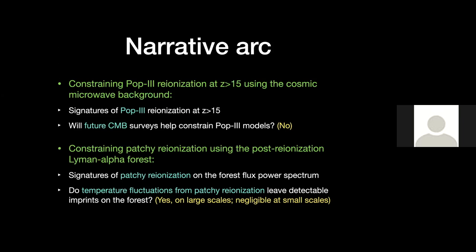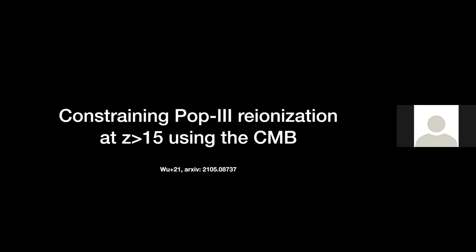I'll divide the talk into two parts. In the first part, I'll talk about how we can constrain Pop III reionization at redshift larger than 15 using the CMB. And in the second part, I'm going to talk about how we can constrain patchy reionization using the Lyman alpha forest. I'll probably stop very briefly in between for questions about the first part. But let's first get started with Pop III and the CMB.